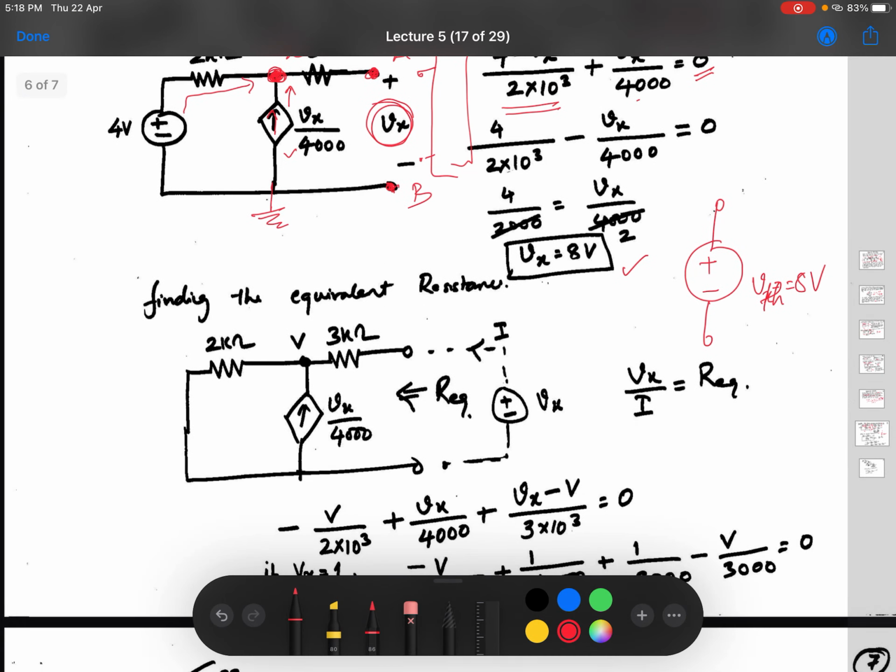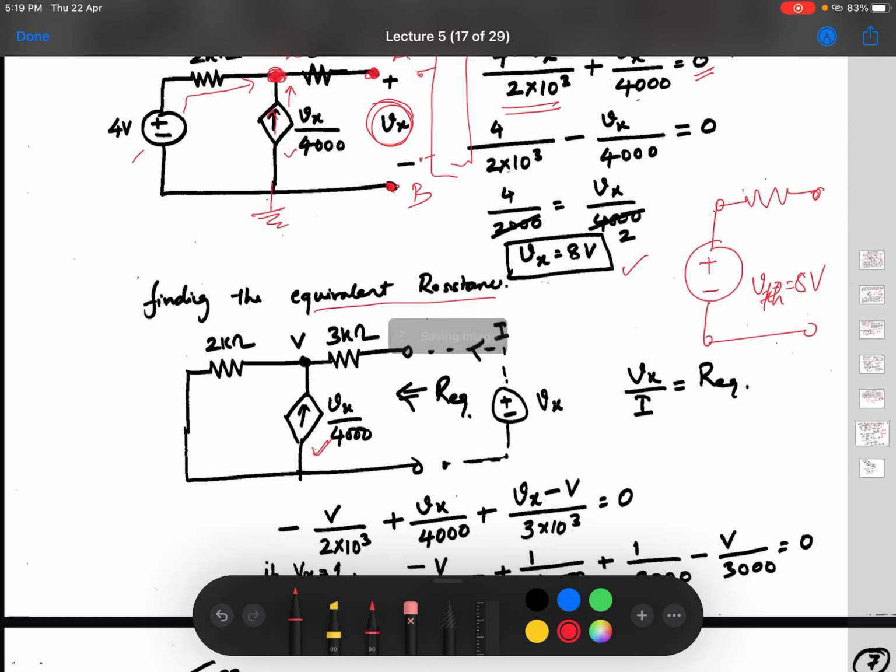Now let us see the other part: what is the equivalent resistance to be put there. The equivalent resistance can be calculated, as I said, by removing all the sources in the circuit, meaning the independent sources. So in the above circuit we have removed this 4 volt source, and a short circuit is put there. This is a dependent source, so it remains as it is.